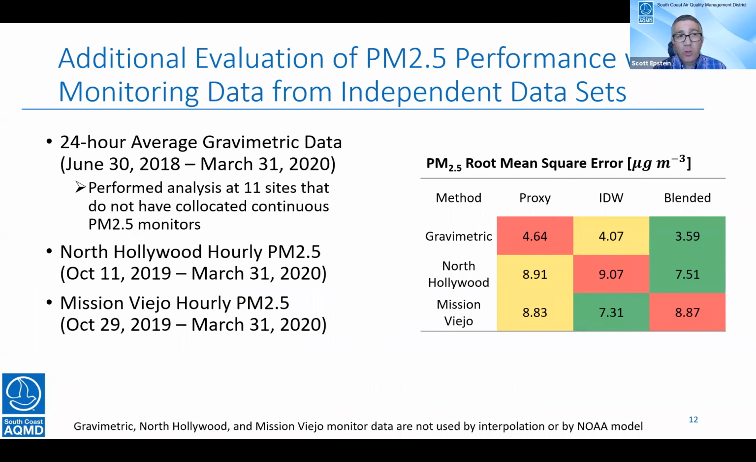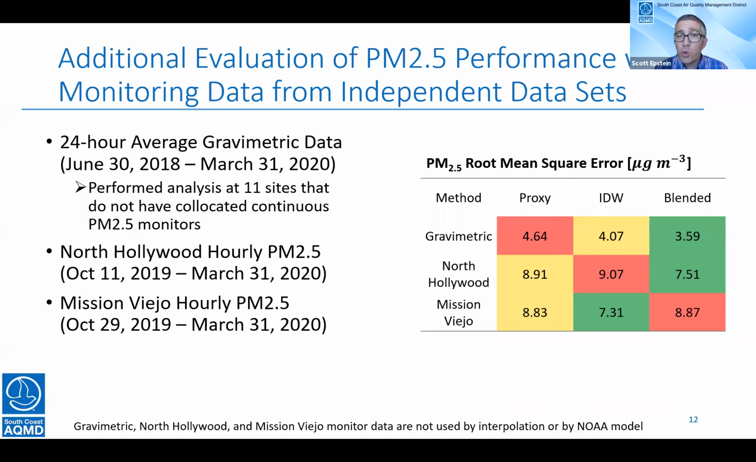Since our treatment of PM 2.5 is a bit more complex, we also use several independent data sets to evaluate performance. So we have gravimetric data. This gravimetric data isn't integrated into the map, we can't use it in real time, obviously. It's also not integrated into the NOAA model. So we're able to use this as an independent data set at 11 sites. And these are the sites that don't also have co-located continuous PM 2.5 monitors.